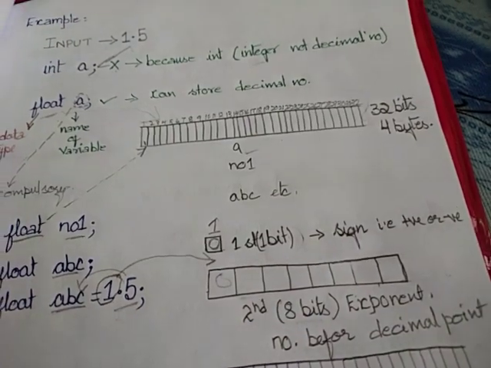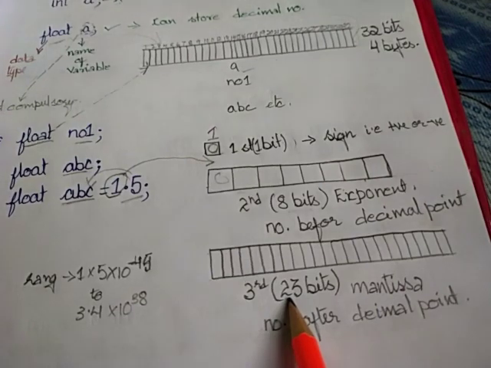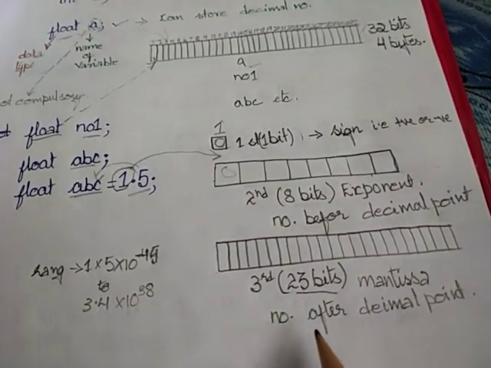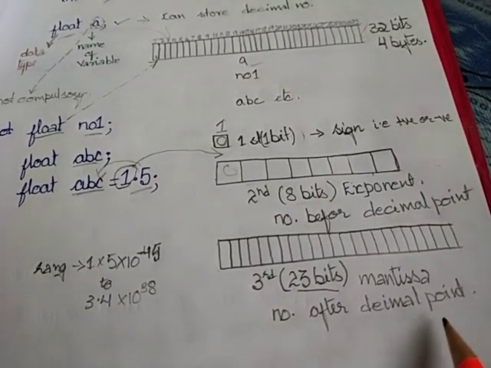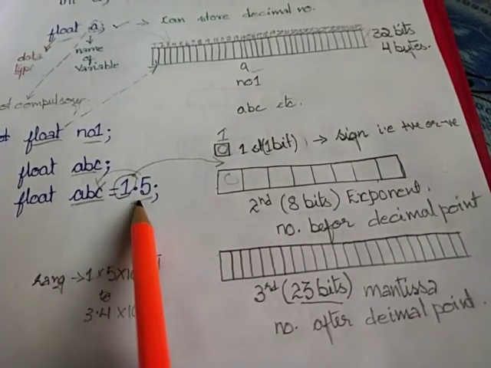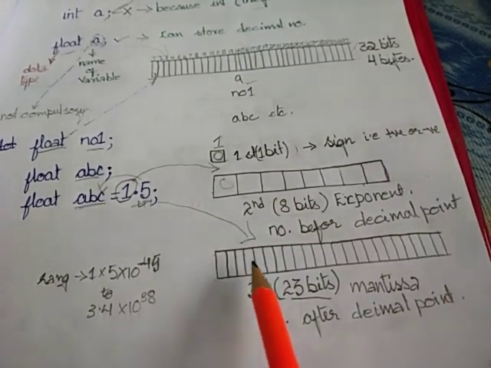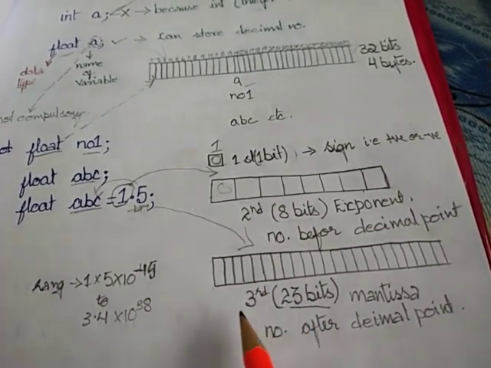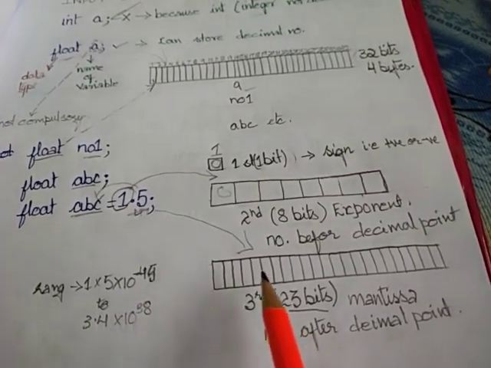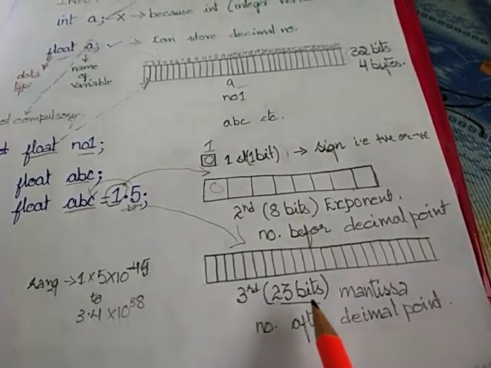Then next, the third portion is what? The left bits, that is 23 bits. It will store the mantissa, or the number after the decimal point. That means this number 5, which is the number after the decimal point, will get stored in the rest, or the third portion, out of the 32 bits. So this 0.5 will get stored in the 23 bits.